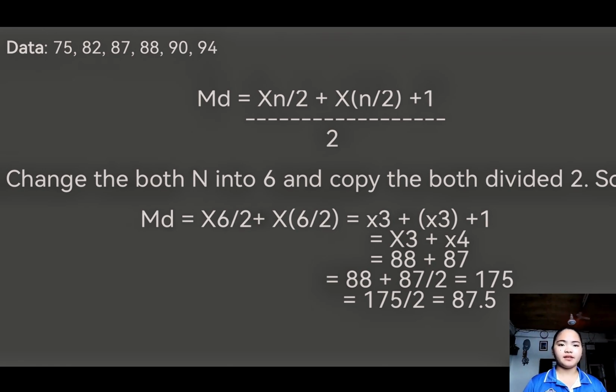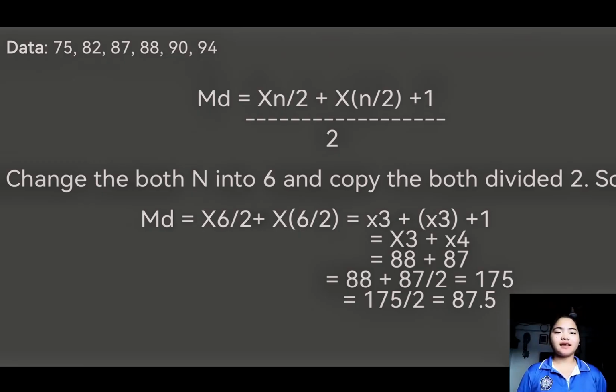The formula for even is MD equals x n divided by 2 plus x open parenthesis n divided by 2 close parenthesis plus 1, all divided by 2. In the formula, change both n into 6 and copy both divided by 2. So MD equals x 6 divided by 2 plus x open parenthesis 6 divided by 2 close parenthesis plus 1. The answer is x3 plus x3 plus 1, and x3 plus 1 is x4. So copy the x3.